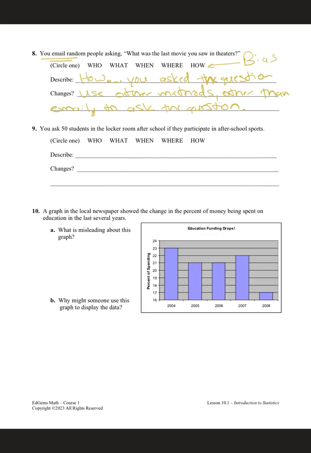On number 9, it says you ask 50 students in the locker room after school if they participate in after school sports. So here we go. You ask 50 students in the locker room after school if they participate in after school sports. So you have to ask yourself, what type of bias might this be? A who, what, when, where, how bias. I would call this a when bias. So when you ask the question.